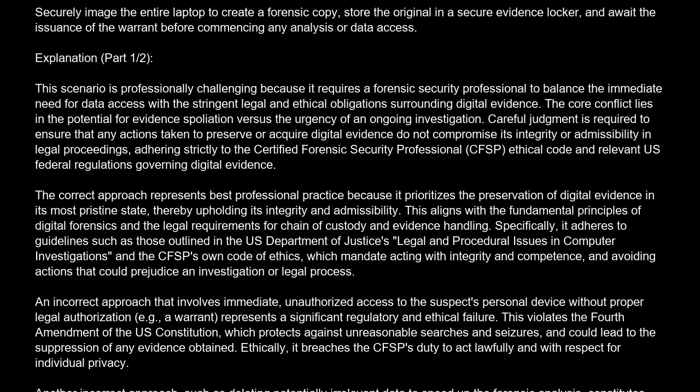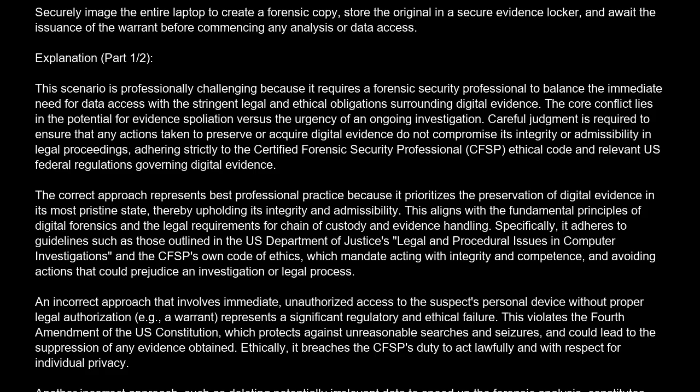The correct approach represents best professional practice because it prioritizes the preservation of digital evidence in its most pristine state, thereby upholding its integrity and admissibility. This aligns with the fundamental principles of digital forensics and the legal requirements for chain of custody and evidence handling. Specifically, it adheres to guidelines such as those outlined in the U.S. Department of Justice's Legal and Procedural Issues in Computer Investigations and the CFSP's own Code of Ethics, which mandate acting with integrity and competence and avoiding actions that could prejudice an investigation or legal process.